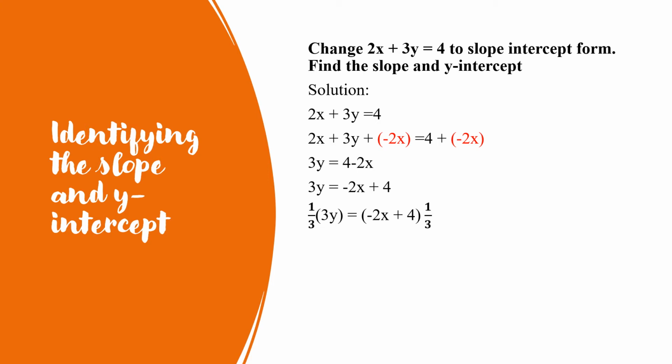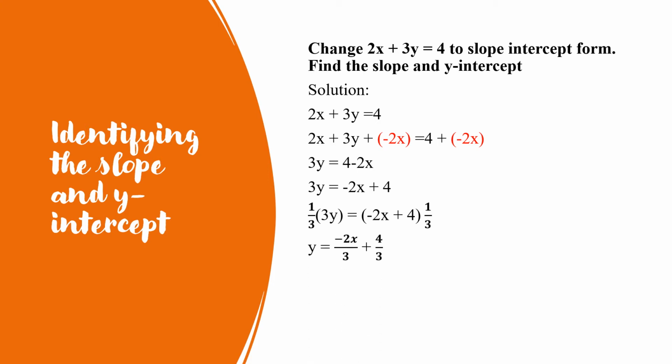And 1/3 times 3y is equal to y. Why? Because 1 times 3 is 3, divided by 3 is equal to 1. So 1y is the same as y. And on the right side of the equation, let us apply the distributive property, which is we need to distribute 1/3 to negative 2x and 4.